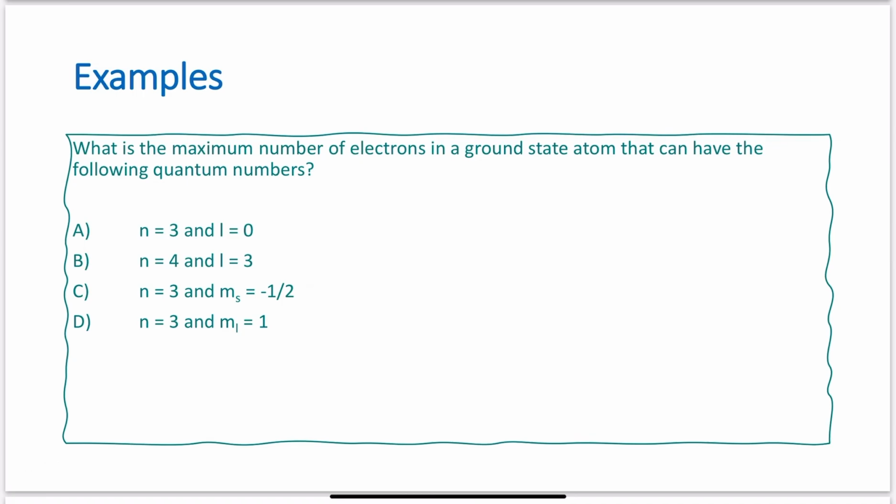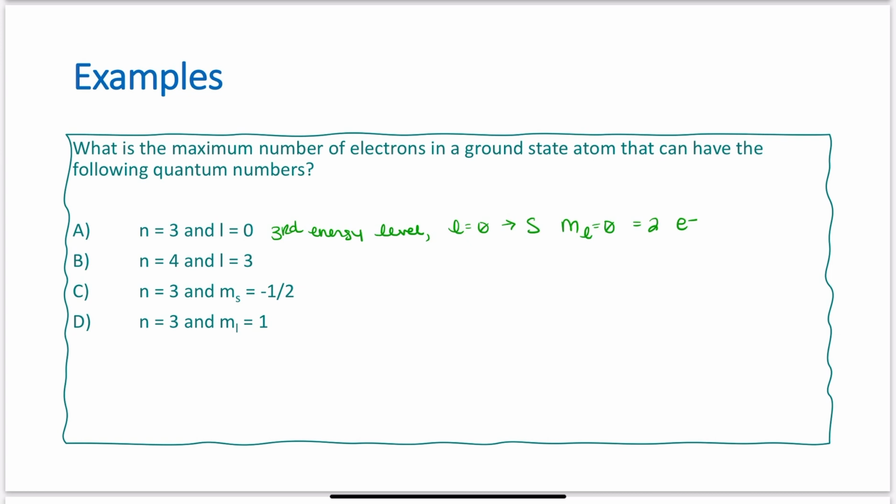What is the maximum number of electrons in a ground state atom that can have the following quantum numbers? Okay, let's talk through these. N of 3, L of 0. N of 3 means the third energy level. But L of 0 tells me the type of orbital I have. That tells me I have an s orbital. M sub L will be equal to 0 here, and s orbitals can only hold 2 electrons. It only has one M sub L value, therefore 2 electrons there.